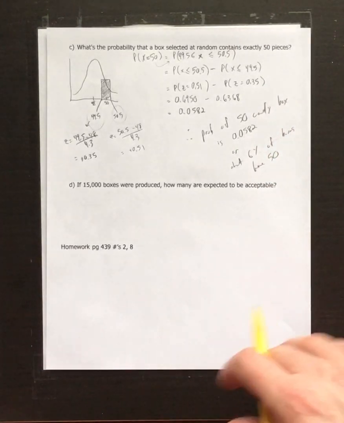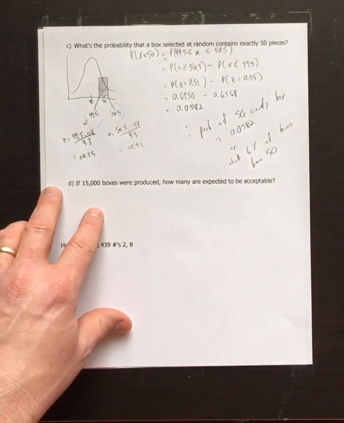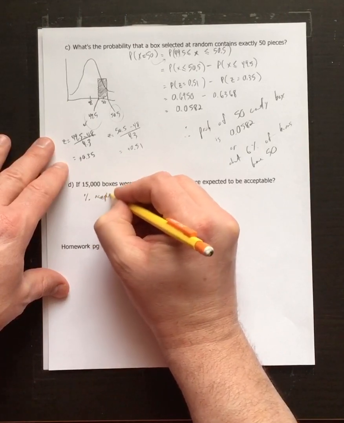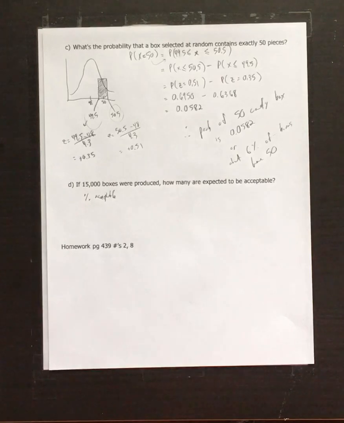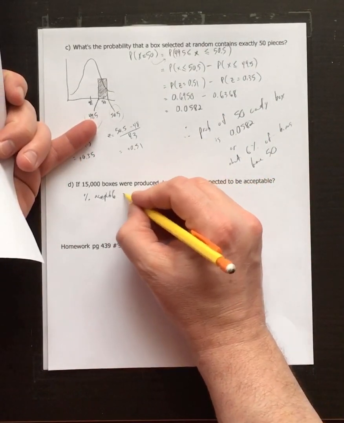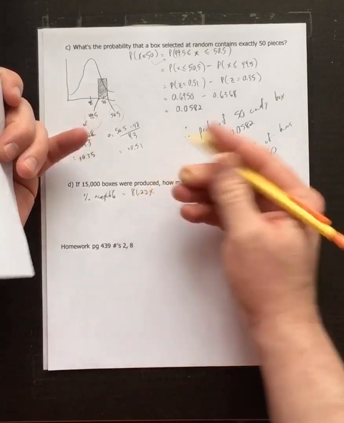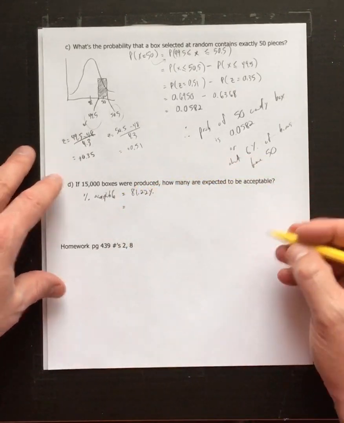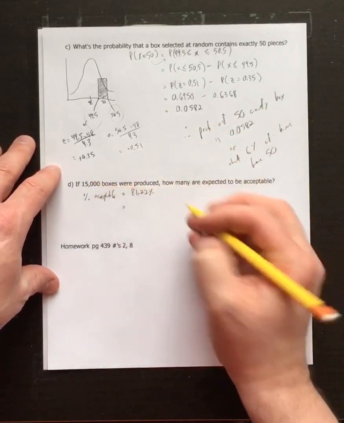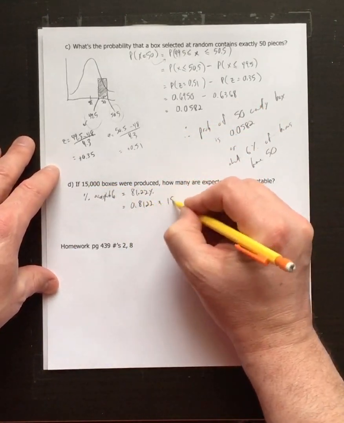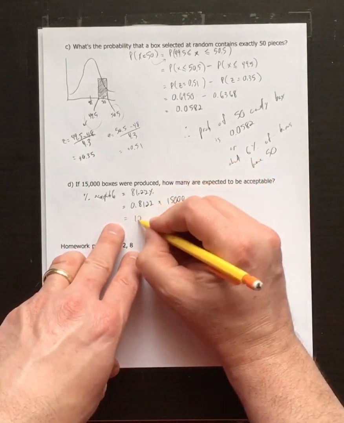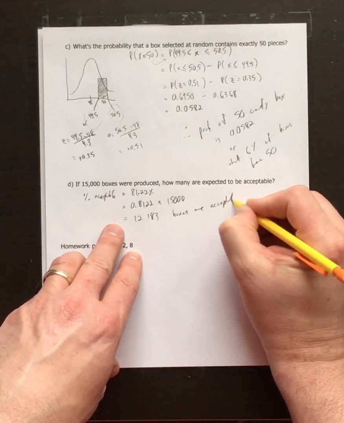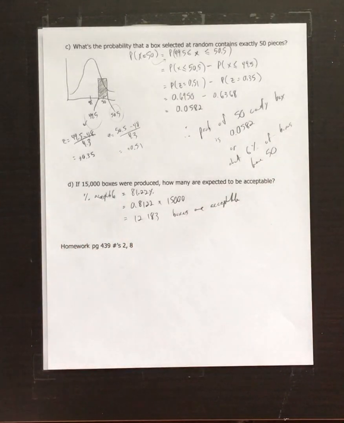Okay, last question, just a simple application question. If I make 15,000 boxes, how many are expected to be acceptable? Well, the percent acceptable, if you remember from our previous example, was 81.22%. If you assume they're randomly sampled and properly distributed amongst all the different employees or machines or days packing the boxes, you would just take 0.8122, multiply that by 15,000, and you would get approximately 12,183 boxes that are acceptable. Meaning, of course, about 2,800 or 2,900 boxes aren't acceptable. That is what it is.